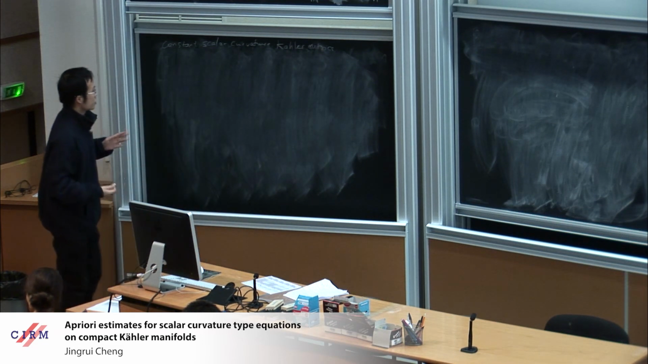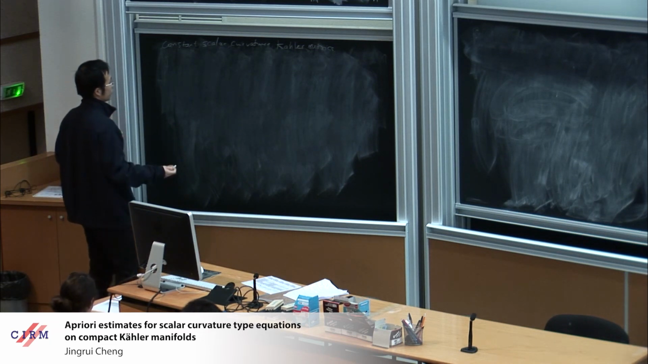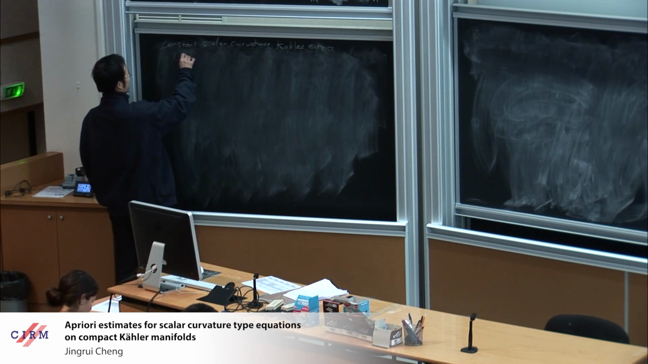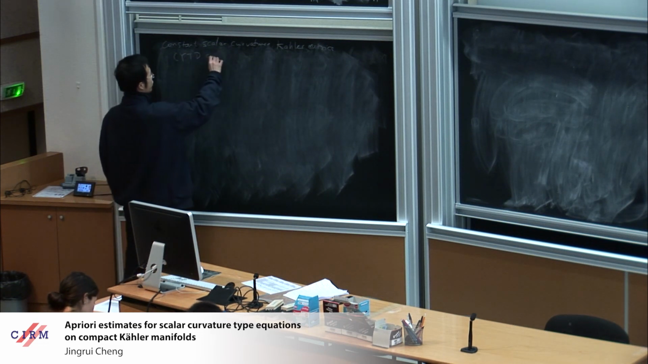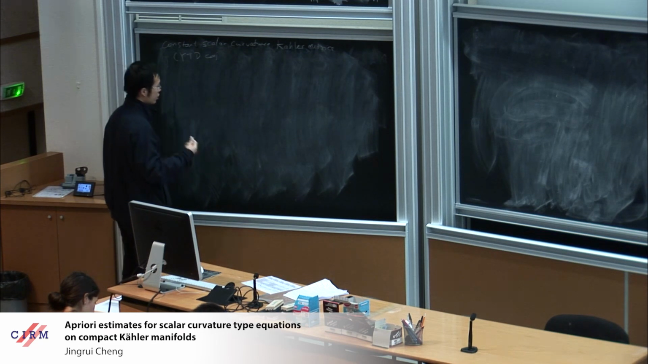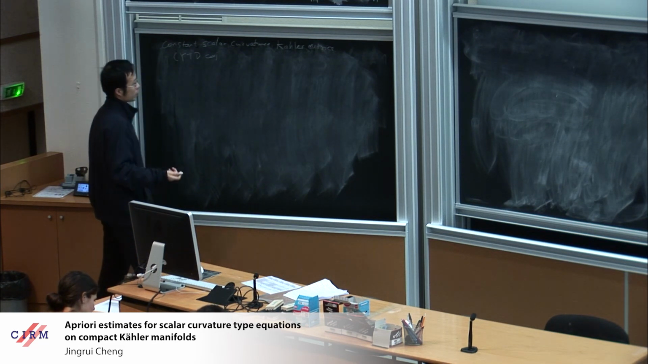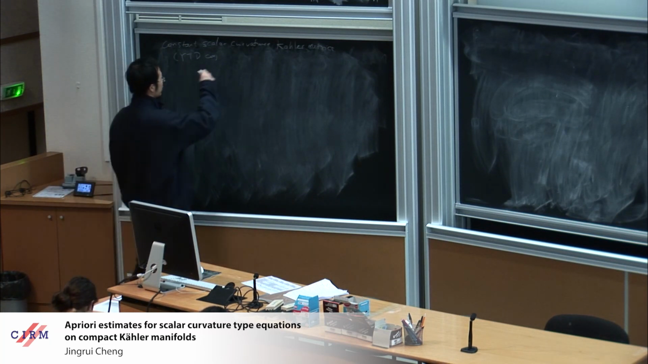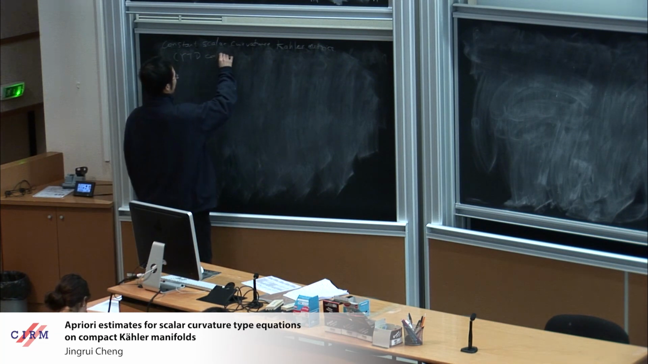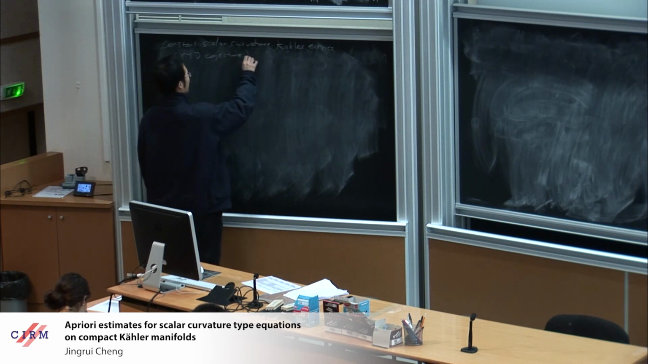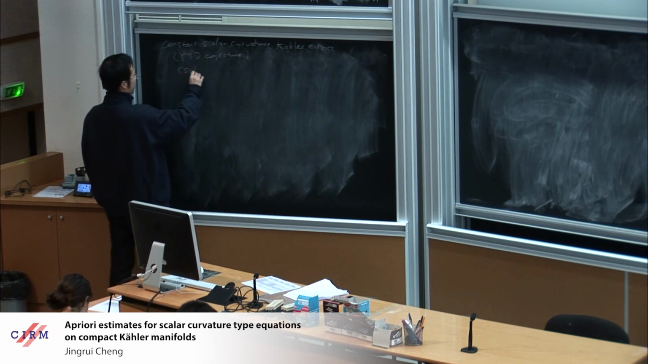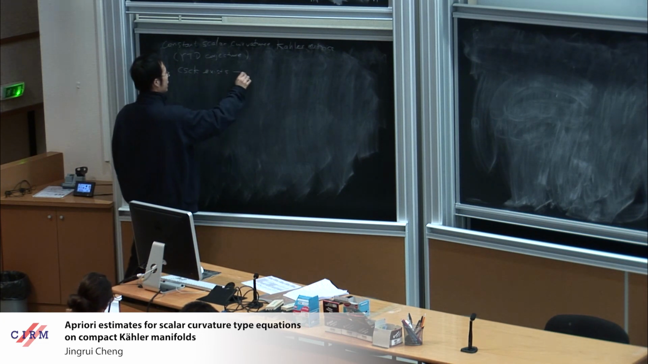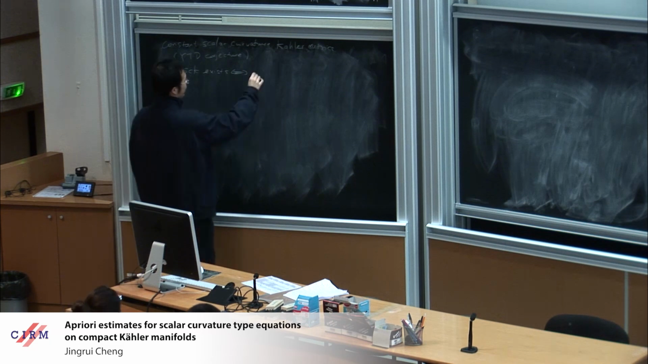About the existence question, there's a very famous conjecture proposed by Yau, Tian, and Donaldson. It's called the Yau-Tian-Donaldson conjecture, which relates the existence question of constant scalar curvature Kähler metrics to some algebraic stability notion. It says that a cscK metric exists if and only if it is K-stable.